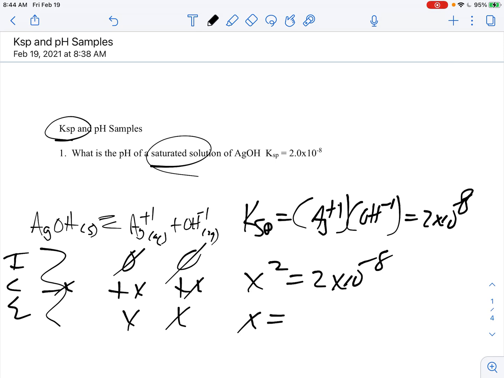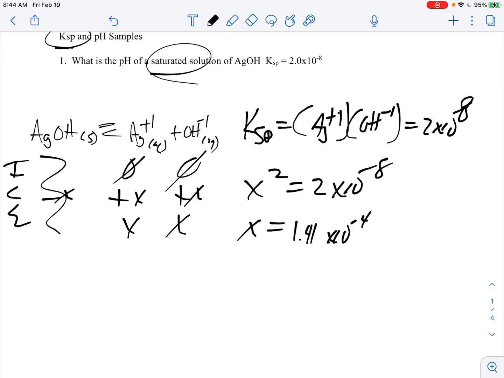or X is equal to the square root of that. So 2 times 10 to the negative 8th to the square root gets you 1.41 times 10 to the negative 4th. So that means this here is 1.41 times 10 to the negative 4th, and this here is 1.41 times 10 to the negative 4th. Now, what do either of these things have to do with the pH?